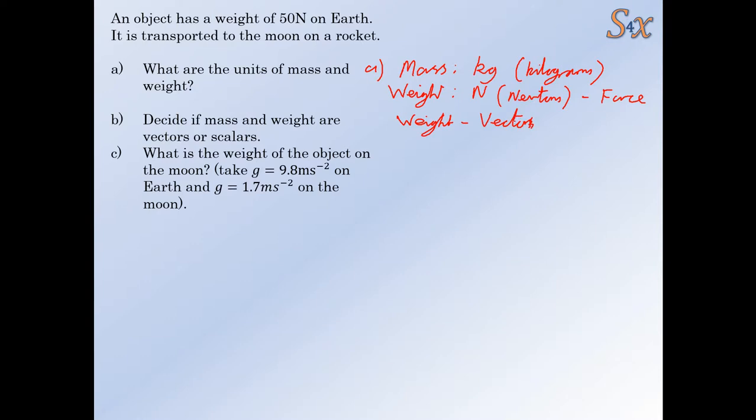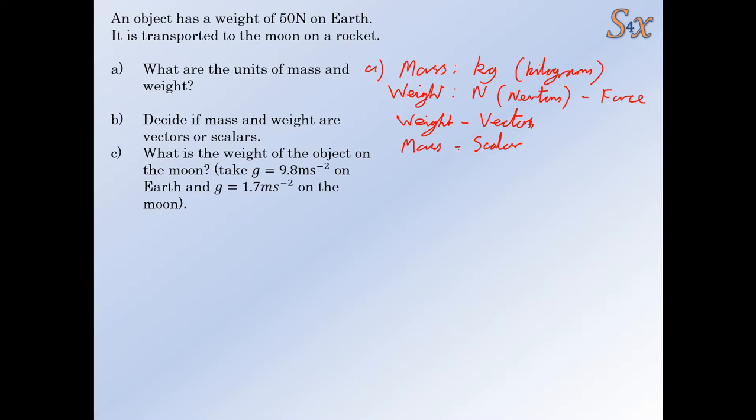That means it's got both a size and a direction. The direction of weight is always towards the center of the Earth, so we kind of see it as being downwards most of the time. Mass is a scalar. It doesn't have direction. If you have a mass of 100 kilograms, it doesn't point anywhere. It just tells you about how much stuff is in something, so it's got no concept of direction.